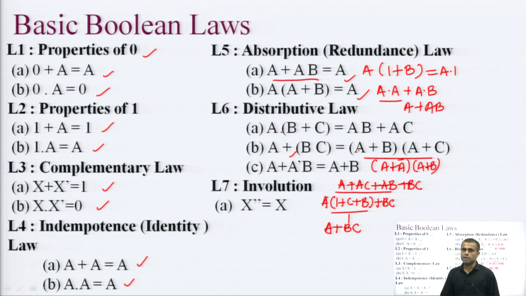So, this A plus A bar thing becomes equal to 1. So, 1 into A plus B is equivalent to A plus B. So, this is the distributive law. Now, coming to the involution law, X double complement is equal to X, that means any variable if it is double complemented then it becomes equivalent to the original variable.